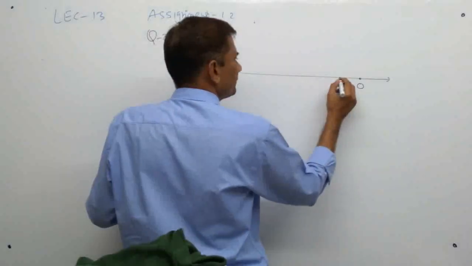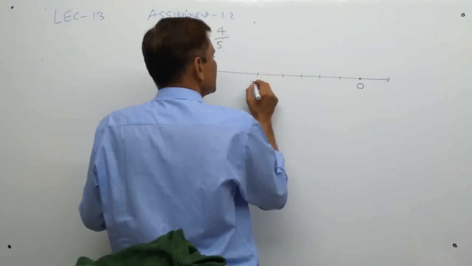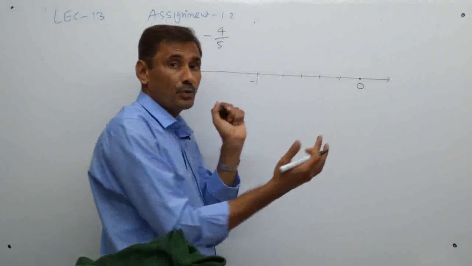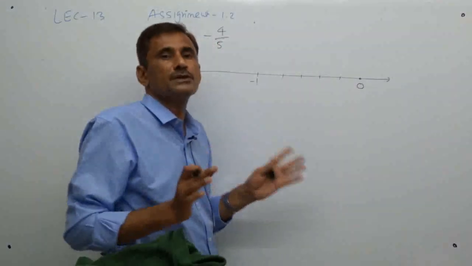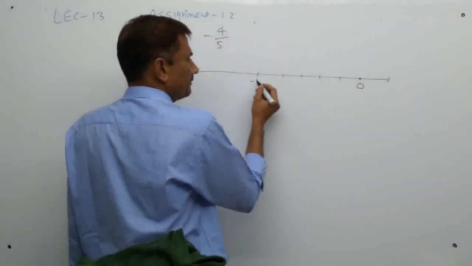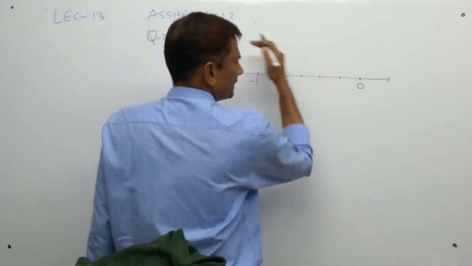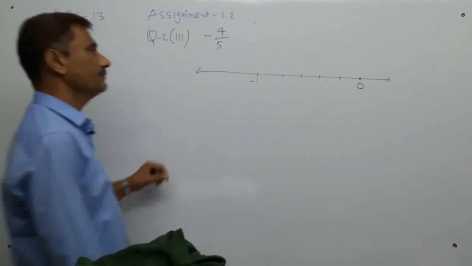So after a gap of 5, it will be minus 1. You have to take a proper measurement here, either a gap of 1 centimeter, 1 inch, or whatever you decide. So I place minus 1 after 5 gaps. Now always come from 0 to this side or that side. So it is the fourth number.